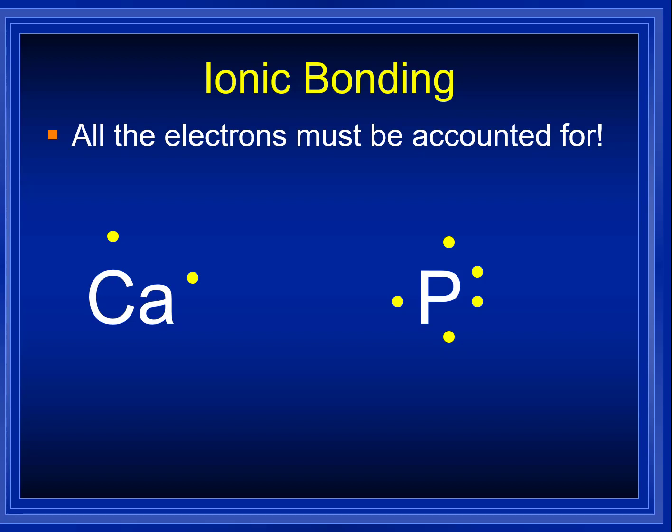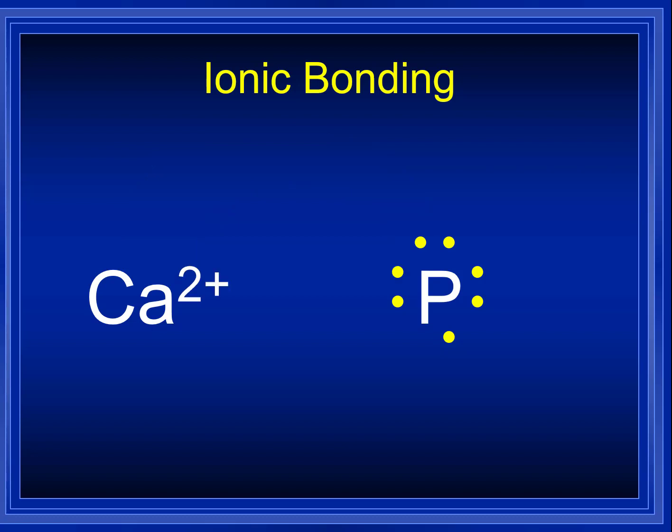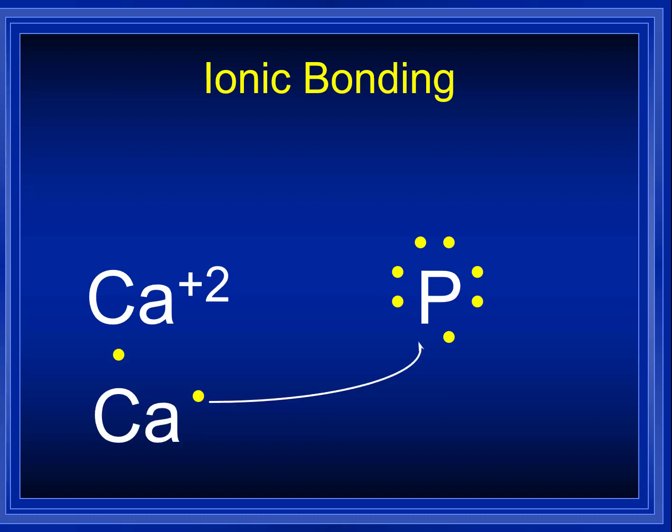So calcium gives 2 of its electrons to phosphorus. That makes the calcium happy. It looks like a noble gas with a 2 plus charge. The phosphorus is not happy. It needs another electron. Where could it get another electron from? The answer is another calcium.